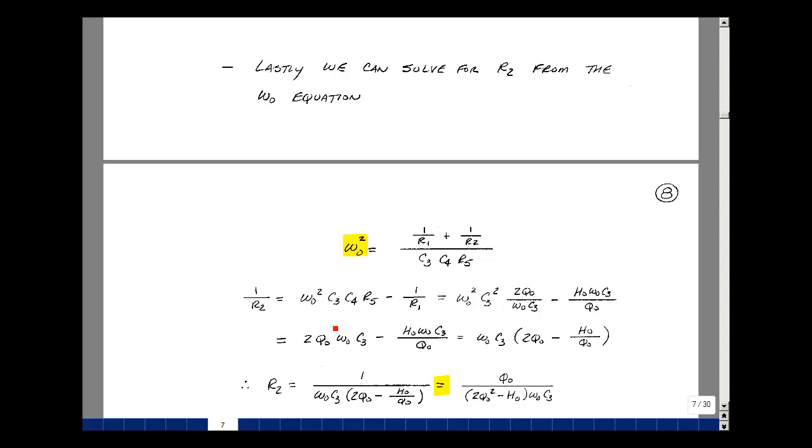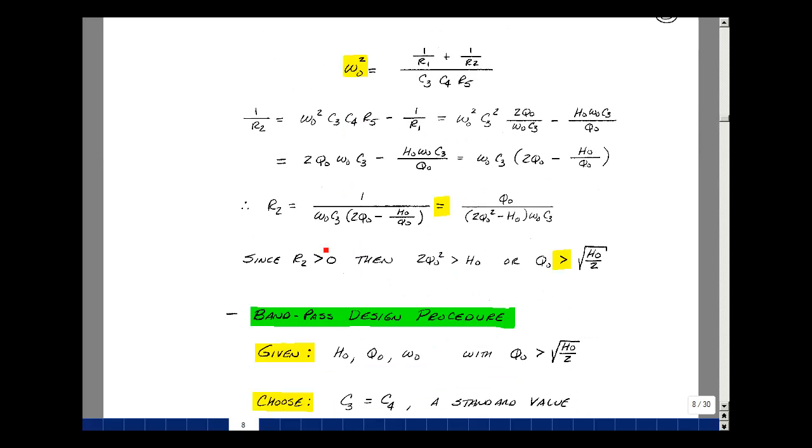I've got omega naught squared, I've got C3 times C3, so C3 squared. R5 was equal to 2Q naught over omega naught C3 from the last page, and R1 was equal to Q naught divided by H naught omega naught C3. I have some terms canceling here, so I've got an omega naught squared and omega naught, so that cancels, gives me omega naught, 2Q naught, and then C3 squared and C3 just gives me a C3. And then I just got this term over here. I can pull out a common omega naught C3, left with a 2Q naught, minus H naught divided by Q naught. R2 is going to be the reciprocal of this expression.